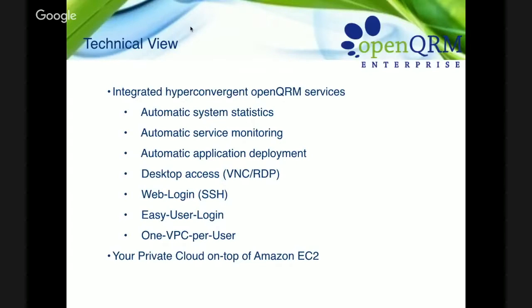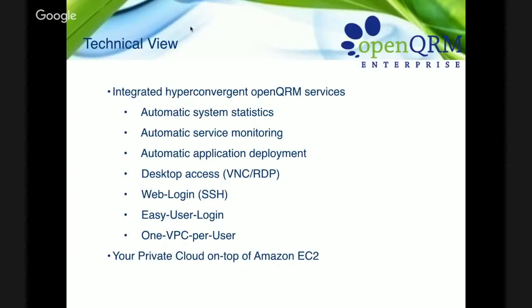So there's a VNC and RDP connect. For Linux instances, there is web login with noVNC, which means you can SSH with your web browser into the instance. You don't actually need to open a terminal. For your private cloud users, that means the openQRM private cloud users, there is also easy user login configured with public and private keys. The user is pre-configured and a password is set for accessing the systems in an easy way. This is also available for Linux and Windows instances.